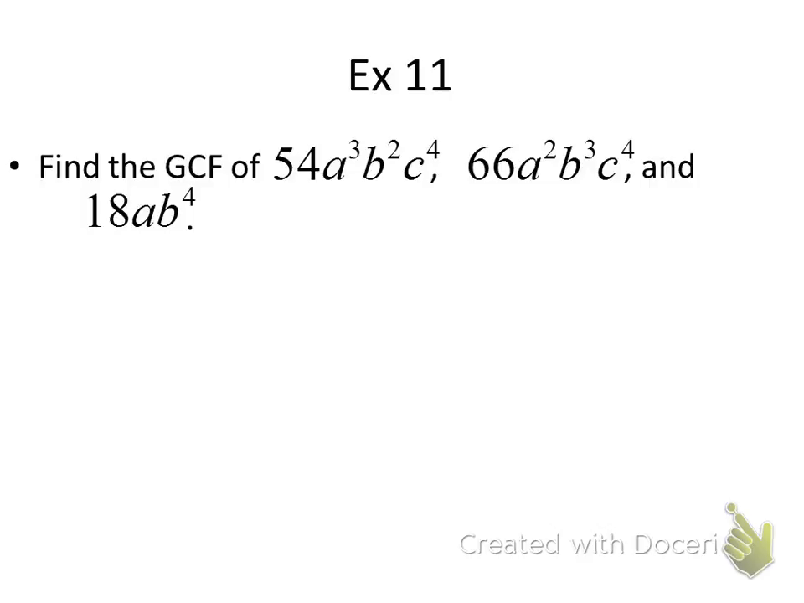So on your notes, on your little lines, you need to make sure that you list 54, 66, and 18. So we're going to find the prime factors and then the greatest common factors for those 3 numbers. We got to write the A variable. Yes, you have to write the variables down with us. So 54a cubed, b squared, c to the 4th. 66a squared, b cubed, c to the 4th. And 18a, b to the 4th.